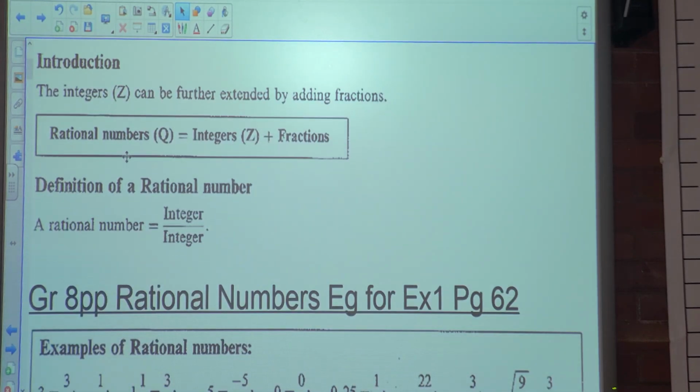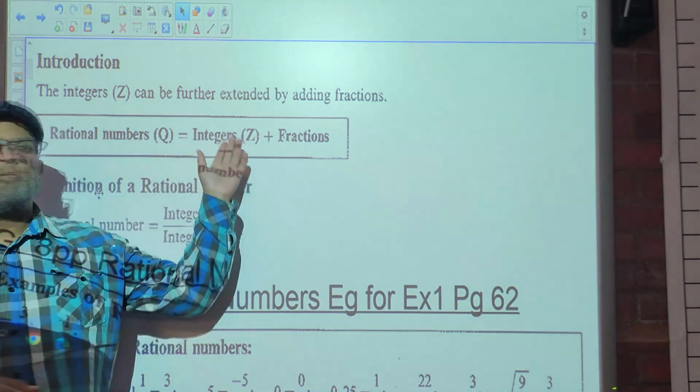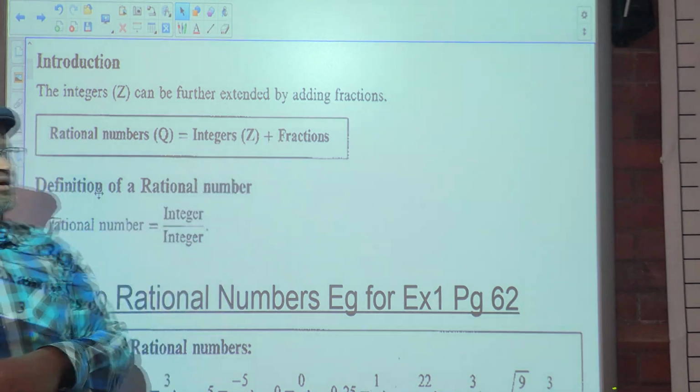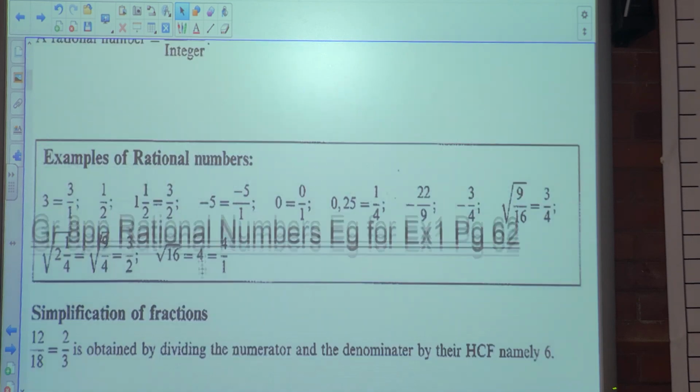Okay. So introduction: integers, which is the Z, can be further extended by adding fractions. In our last topic we looked at integers, and integers were positive and negative whole numbers in essence. So rational numbers are now going to be your integers plus your fractions. The definition of a rational number is an integer over an integer, one number that can be written as an integer over an integer.